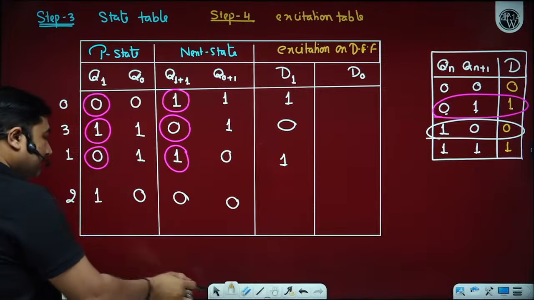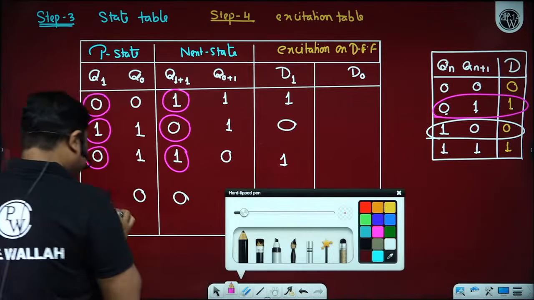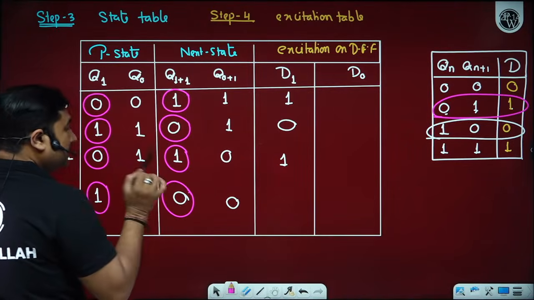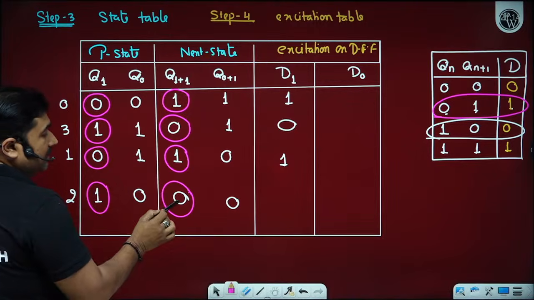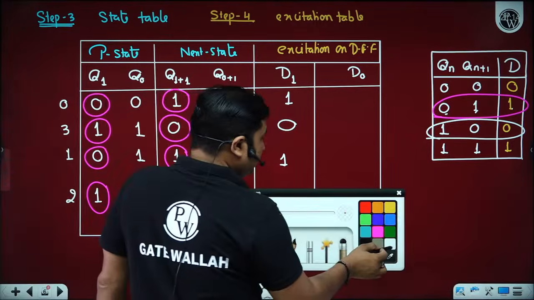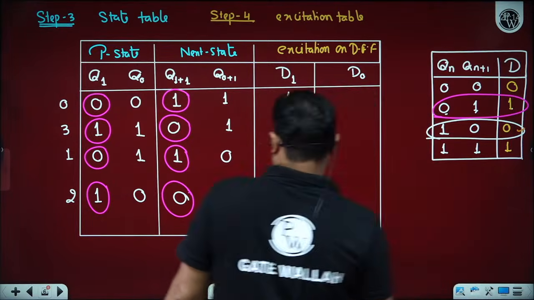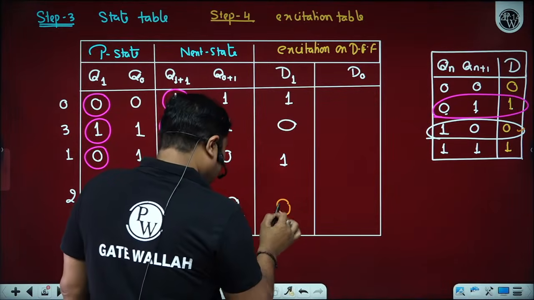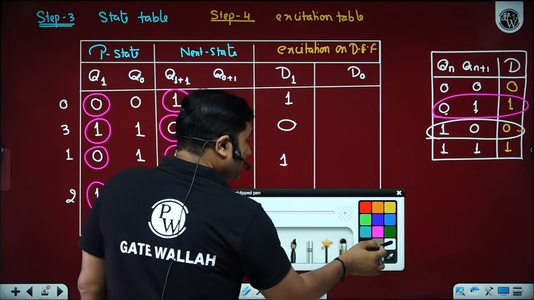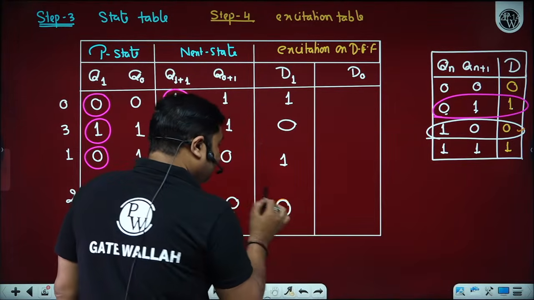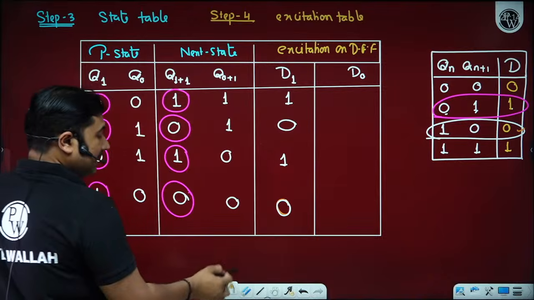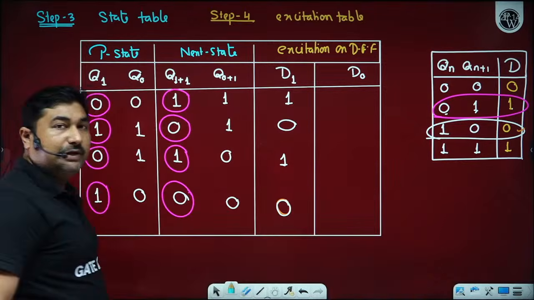Present state 1, next required state 0. Excitation needed onto the flip-flop is 0. So you can just copy Q1 plus 1 onto the D because D flip-flop is a transparent latch. Is it okay? How many of you able to understand?